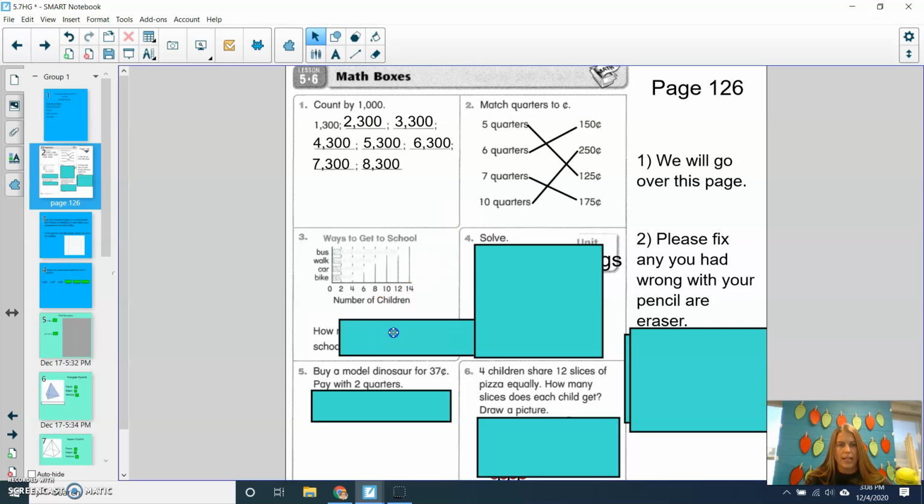For question 3, the ways to get to school, how many children walk to school? And I can see from my graph that 8 children walk to school.